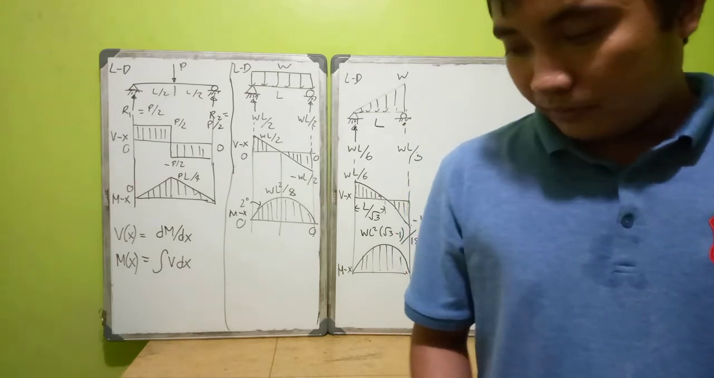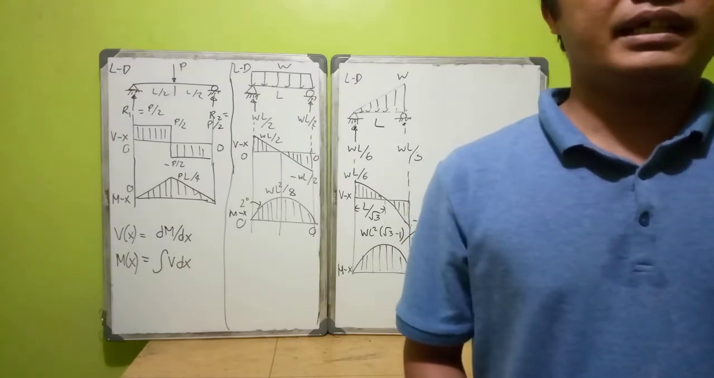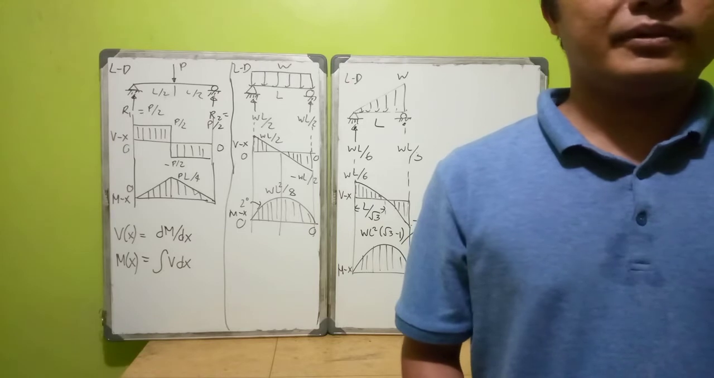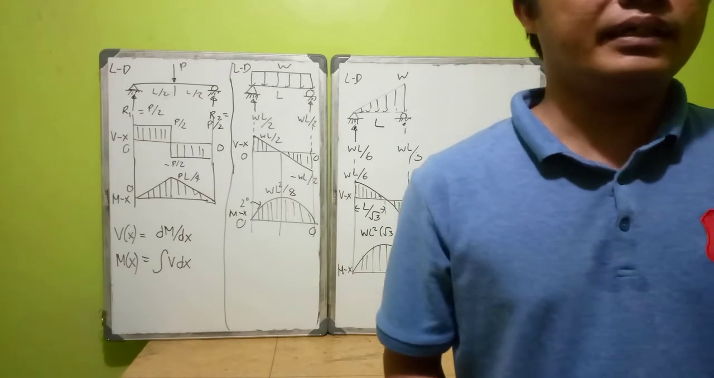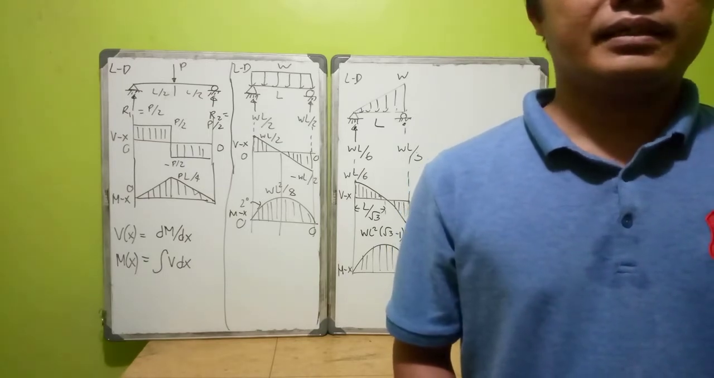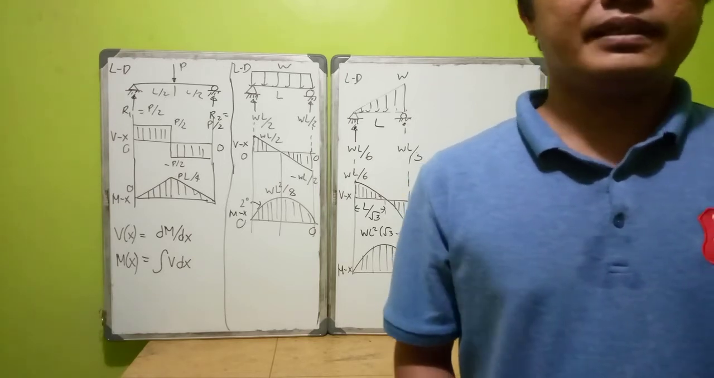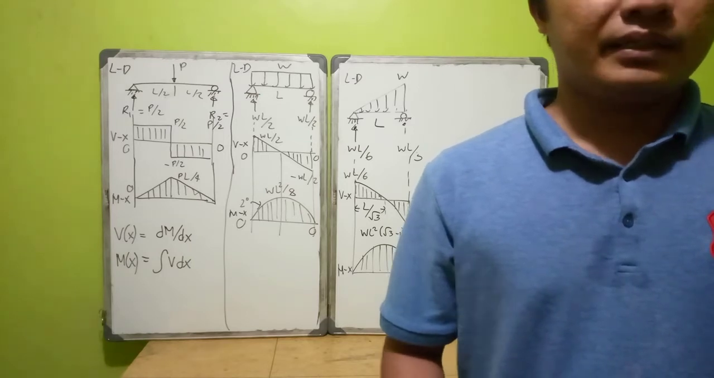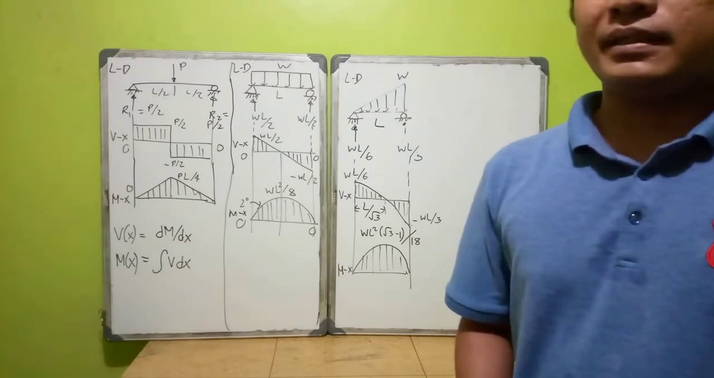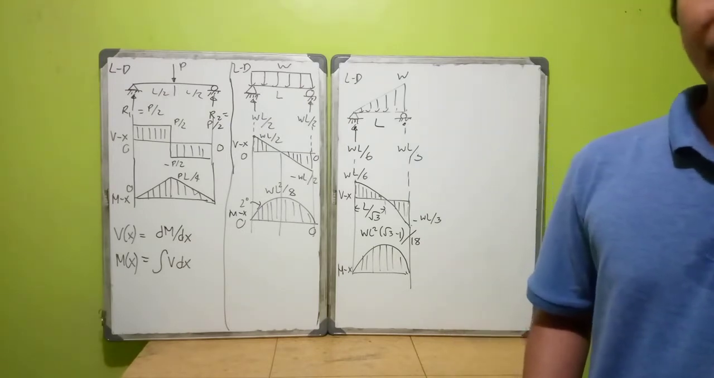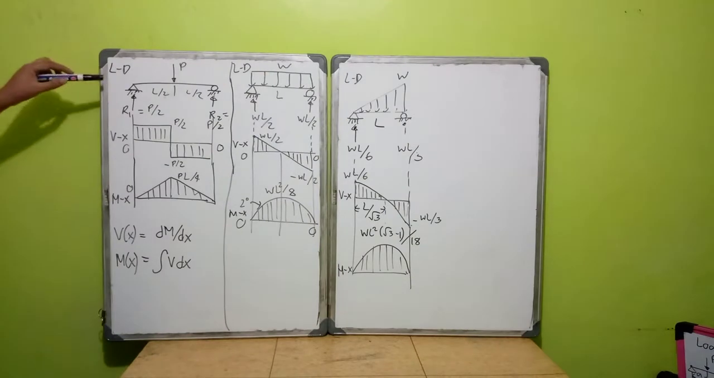So when we talk about shear and moment diagrams, we talk about the internal reactions inside a body. For this series, since we are still at mechanics of deformable bodies, we concentrate on beams, when a beam is acted on by different types of loadings.